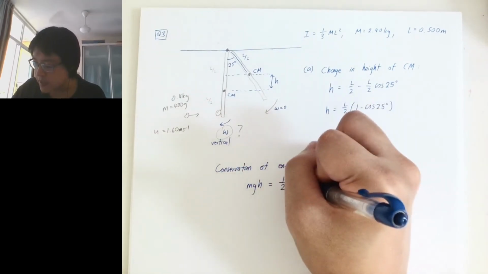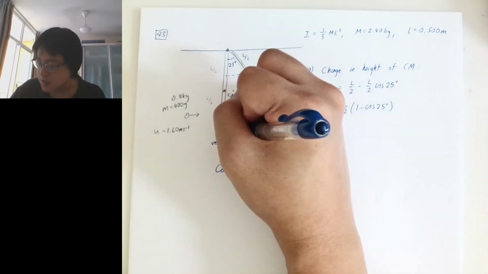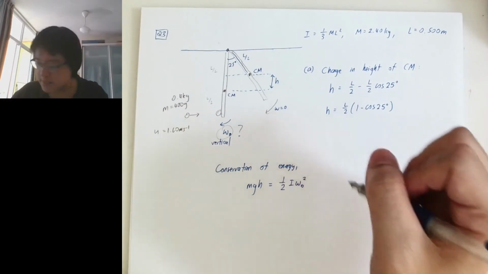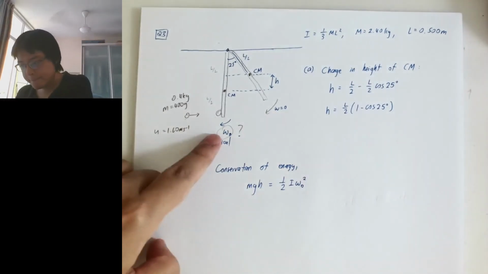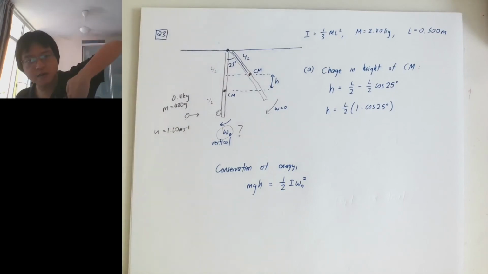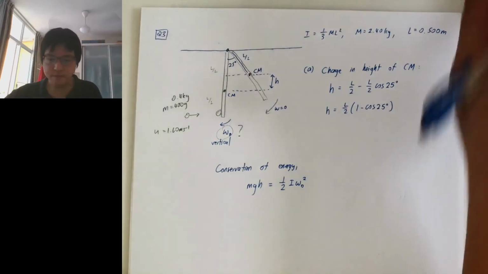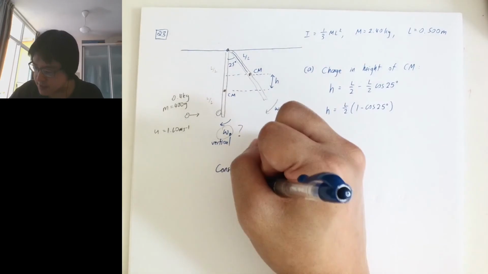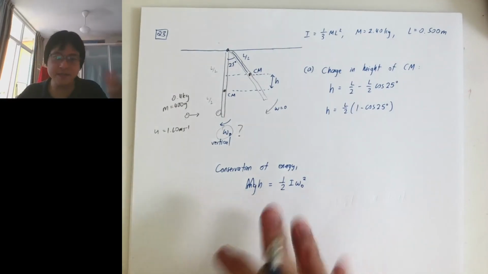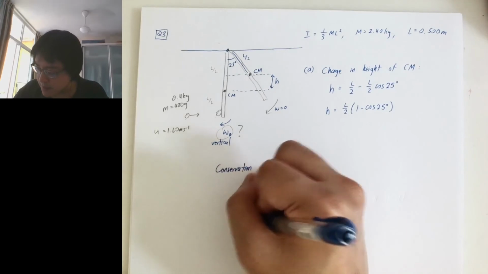So half I omega squared. Since there's going to be some later omega, I'm going to call this omega 0. The change in potential energy will become the rotation of the rod. This is big M, sorry, big M. Okay, everyone is following, right? Then the rest is just putting in our numbers.